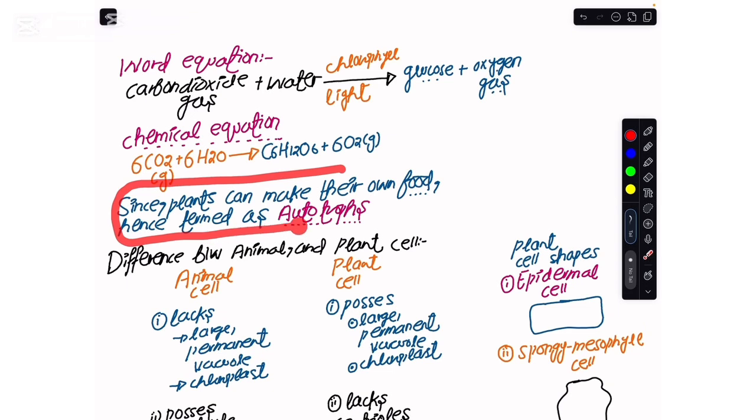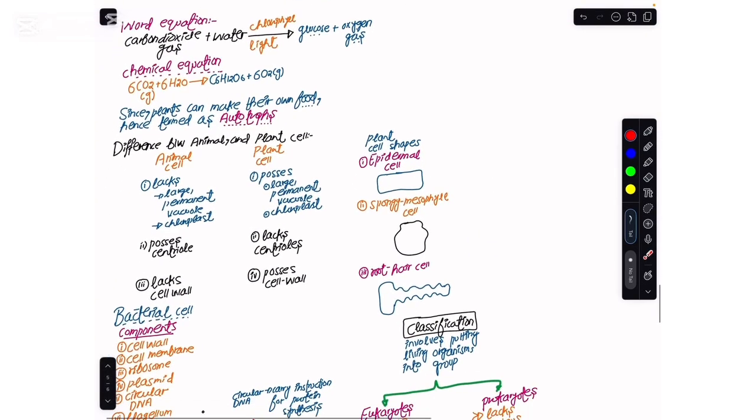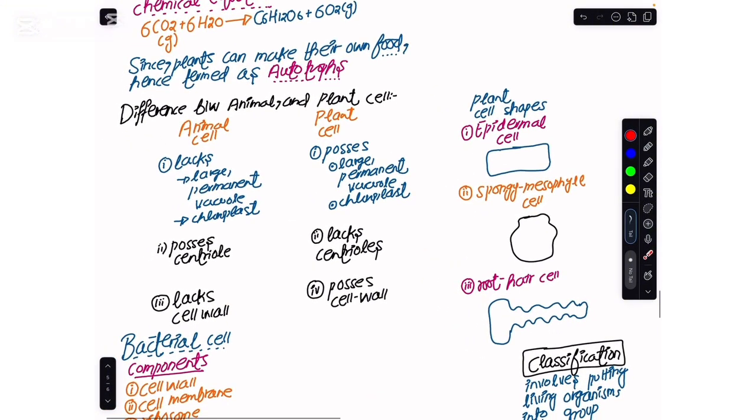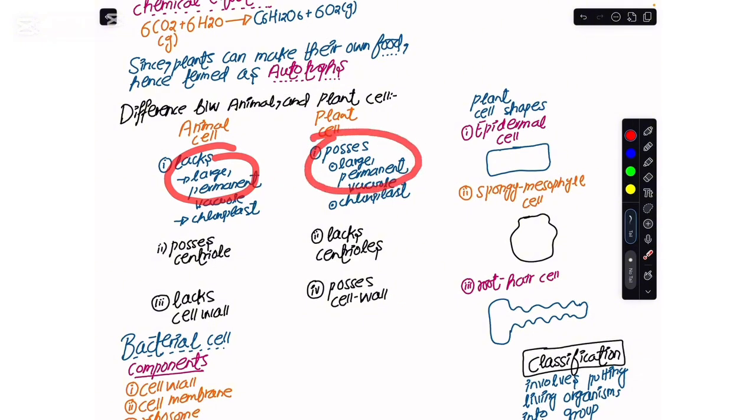Now, since these plants have the ability to make their own food, those organisms that make their own food are given a particular term, and the term we use for such organisms is autotrophs. And here again, we must not forget to differentiate between the animal and the plant cell. I hope you remember from the previous classes that animal cells don't have a large permanent vacuole, but plant cells do. In animal cells, we didn't see any chloroplasts, but plant cells are going to have them.